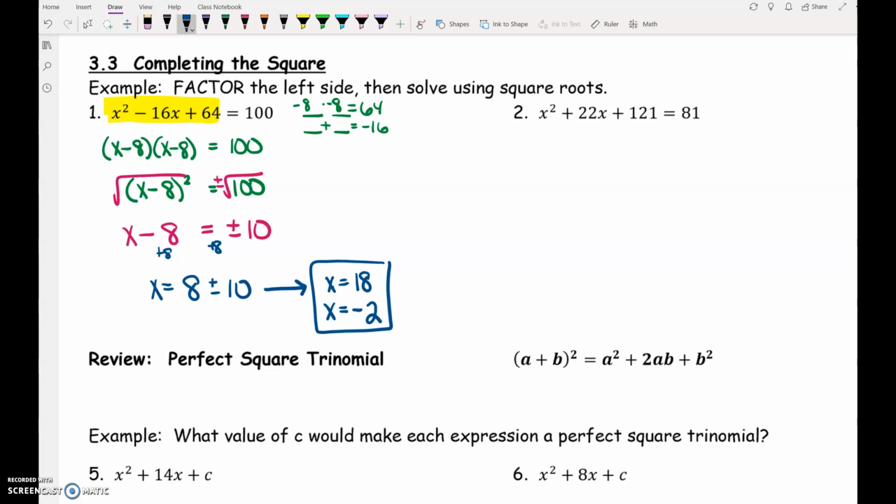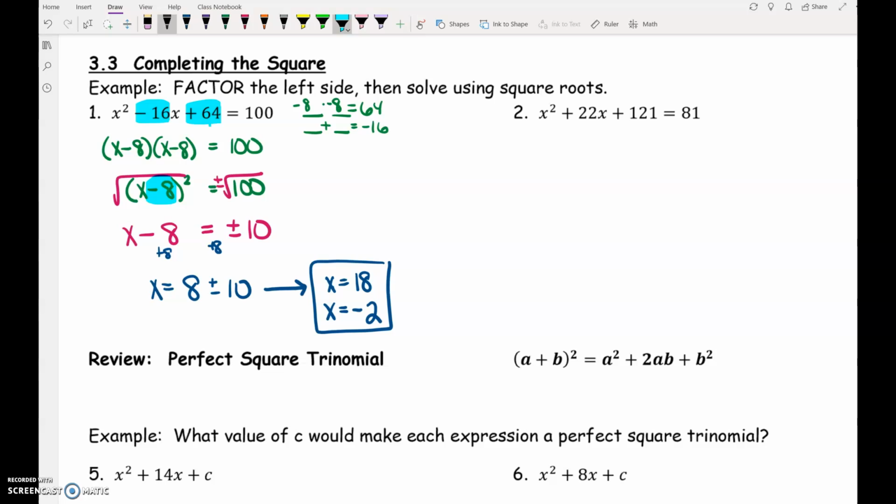The reason that we were able to factor the left side without getting 0 on one side is that the left side was already a perfect square trinomial. In a perfect square trinomial, there is a connection between this number, negative 8, the middle number, negative 16, and the third number, 64. Does anybody see the relationship between negative 8, negative 16, and positive 64? Yes. Negative 8 times 2 is negative 16. Negative 8 squared is positive 64.